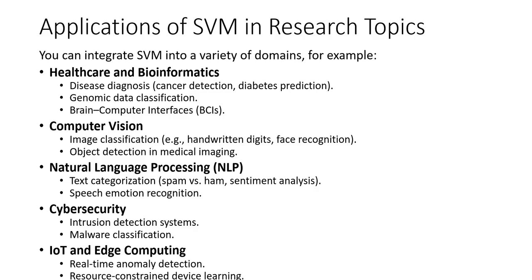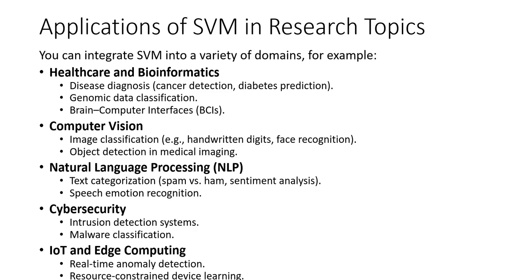Another important research application is object detection in medical imaging. For example, researchers can use image processing techniques to extract features from X-ray, MRI, or CT images and then use SVM to classify normal and abnormal regions. This combination of image processing and SVM can be useful in developing computer-aided medical diagnosis systems.